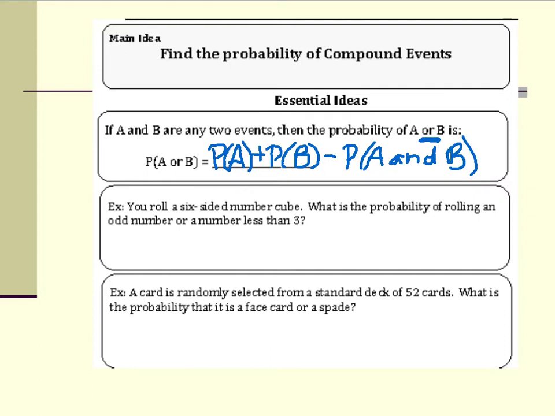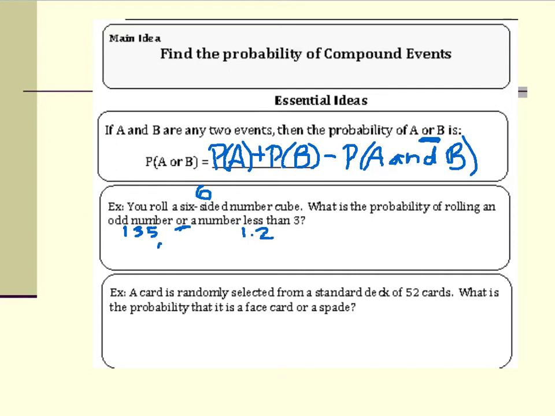So our first example, you roll a 6-sided number cube. So you've got 6 outcomes possible there. What's the probability of rolling an odd number? So 1, 3, or 5. Or, here's my key word, or, so you want one or the other, a number less than 3. So that'd be 1 and 2. Now notice they both share 1, so they have an outcome in common.